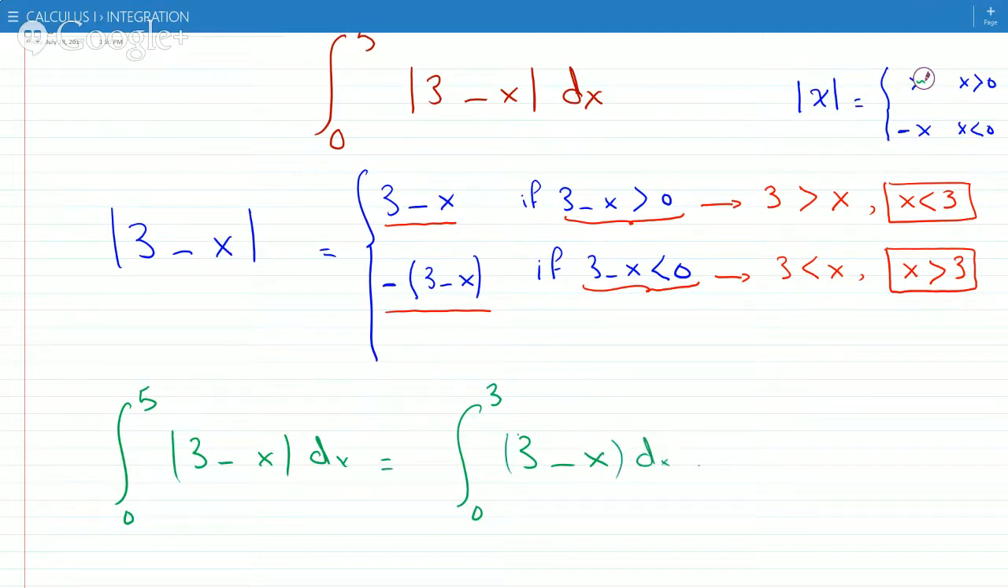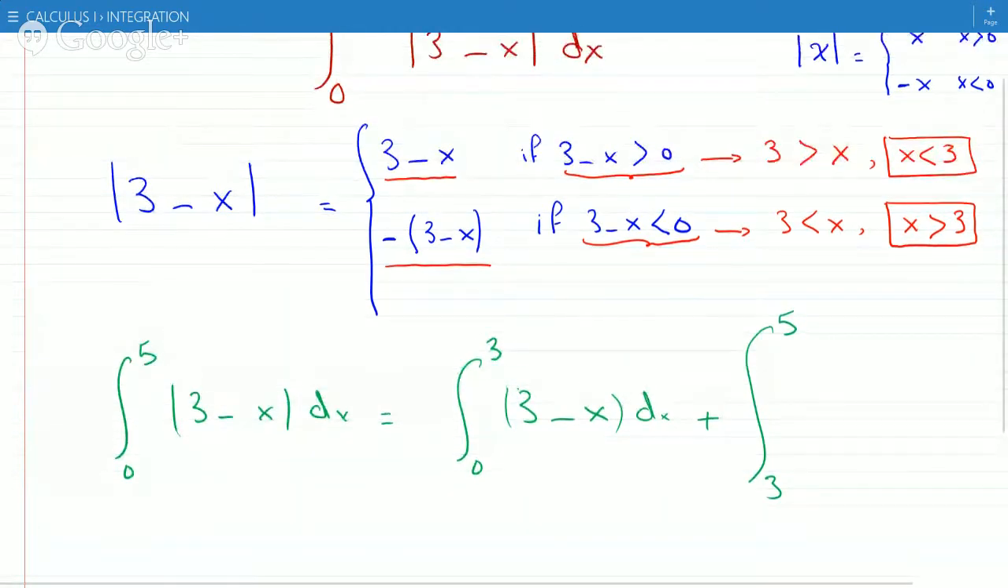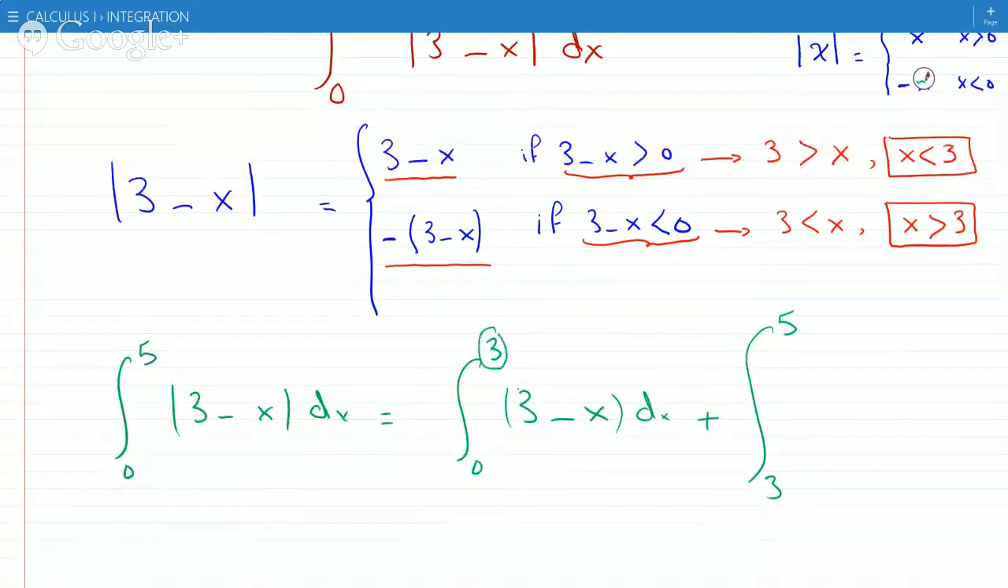dx plus, now as you know, one of the properties of integrals is we can split the integral into two separate integrals. If we're going from 0 to 5, we are adding areas. It's the same thing as the area from 0 to 3 plus the area from 3 to 5, because it's just the added area under the graph. As long as you end and start with the same bound, you can always split the integral this way.